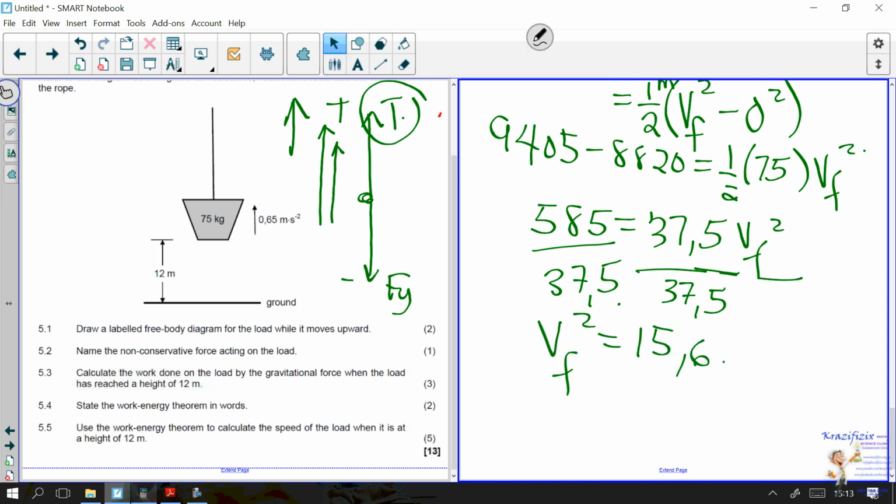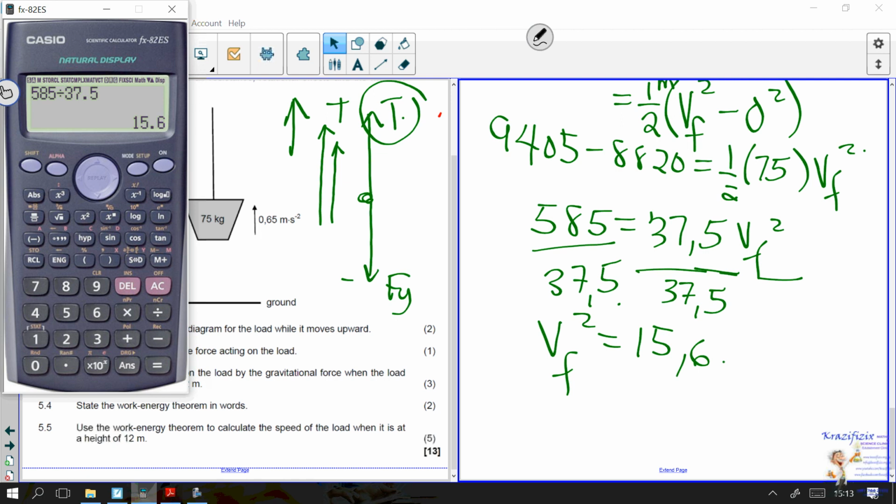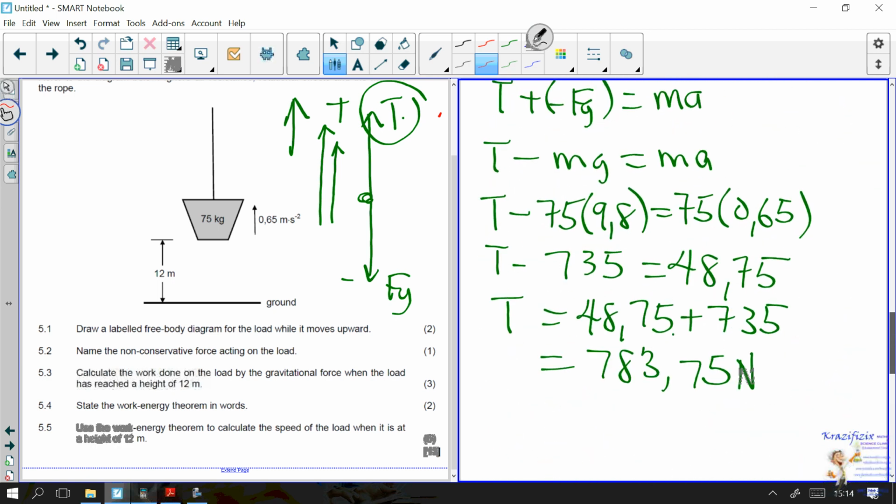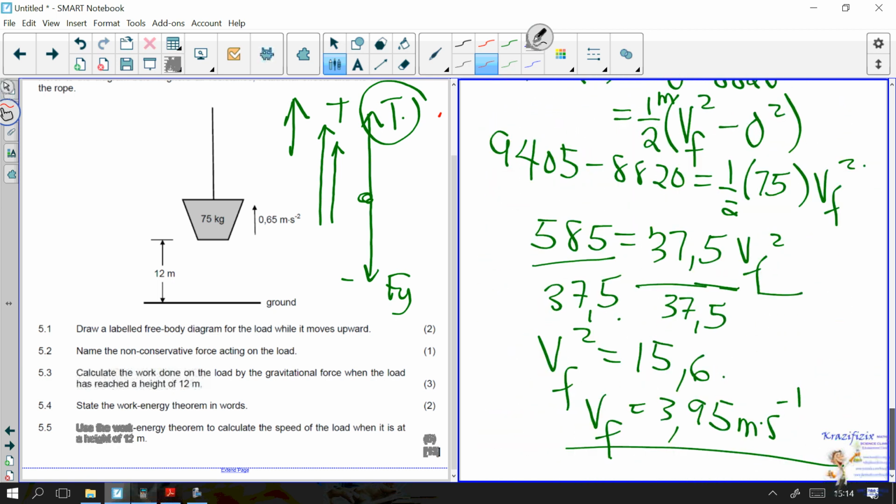We look for the square root of the answer now, and that gives us what? 3,95. Vf is 3,95 meters per second. All right, that is 5 good marks there. All right, 5 good marks. Okay, now let's do it another way.